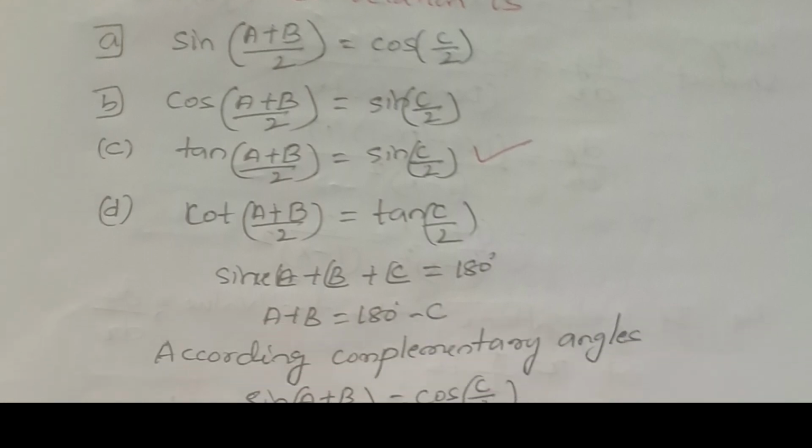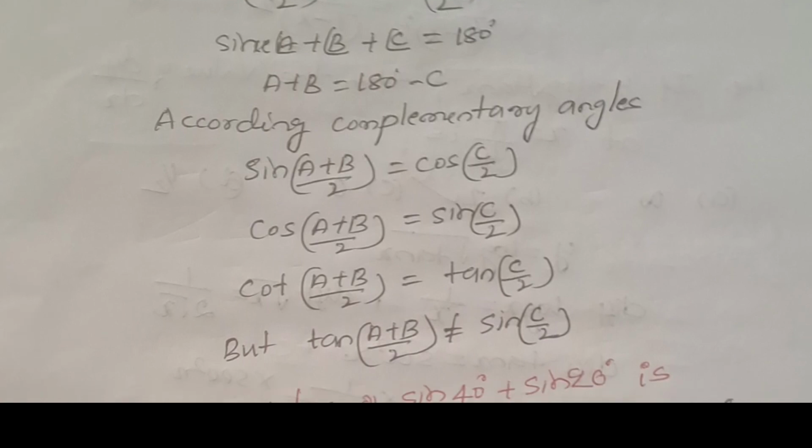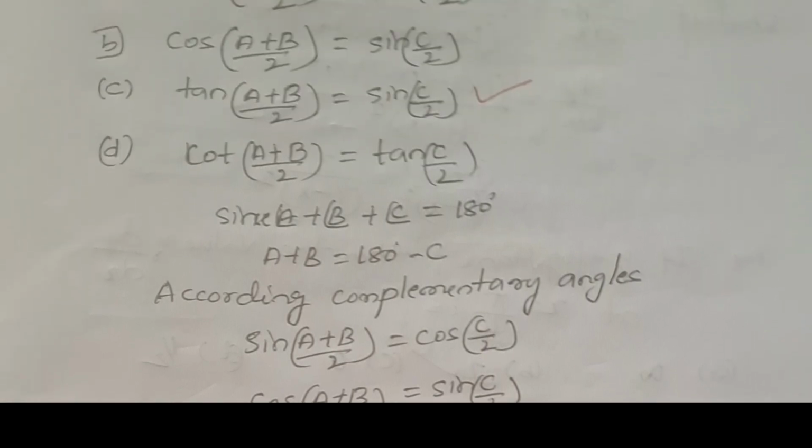Here they have given angles. Since A plus B plus C is equal to 180 degrees, A plus B is 180 minus C. So everyone knows the complementary angle relations: sine of (A plus B) divided by 2 is equal to cos of C by 2. Cos of (A plus B) divided by 2 is equal to sine of C by 2. In the same way, cot of (A plus B) divided by 2 is equal to tan of C by 2. But tan of (A plus B) will not equal sine of C by 2. That is the relation. Everyone knows this from geometry.